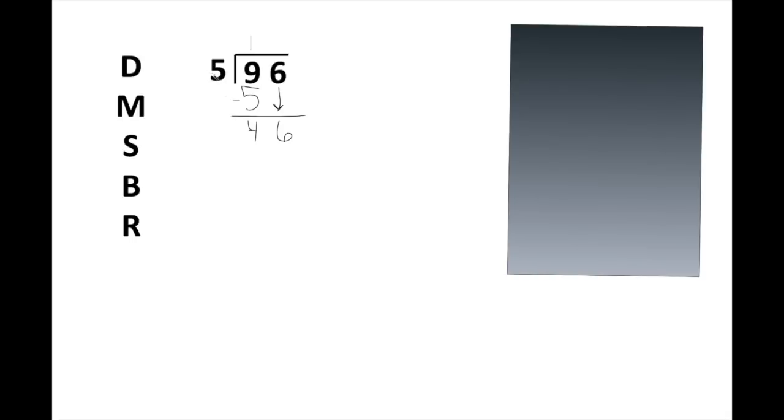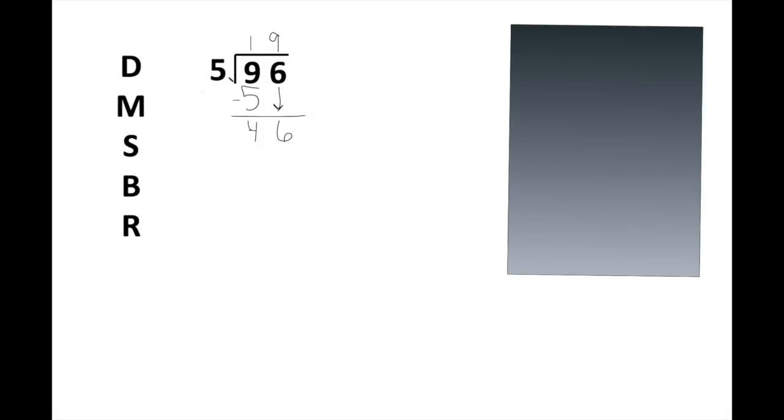So 5 times what gets us as close to 46 as we can possibly get? 5 times 1, 5 times 2 equals 10. 5 times 3 equals 15. We can keep going. 5 times 4 equals 20. 5 times 5 equals 25. 5 times 6 equals 30. Getting closer. 5 times 7 equals 35. 5 times 8 equals 40. Getting closer. 5 times 9 equals 45. What's 5 times 10? It's 50, so it's over. So the closest thing we can get without going over equals 9.